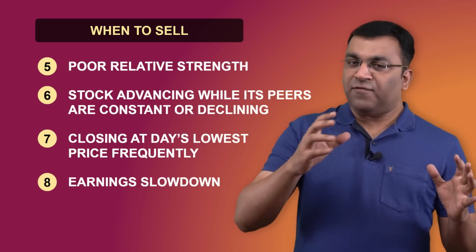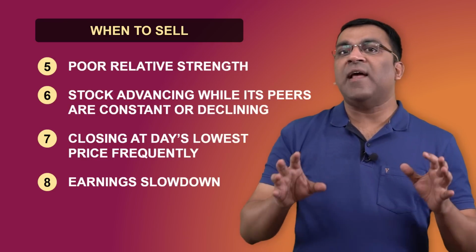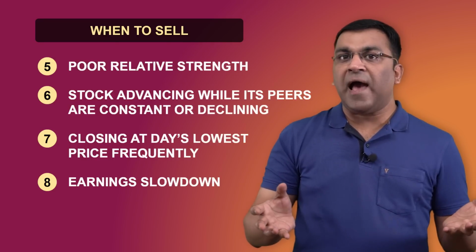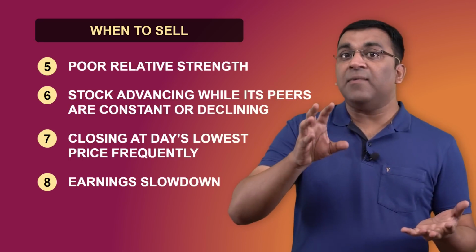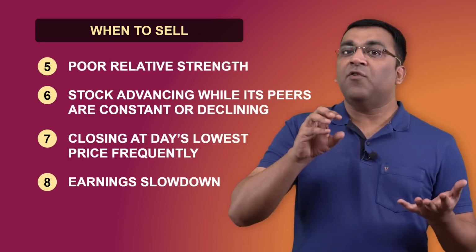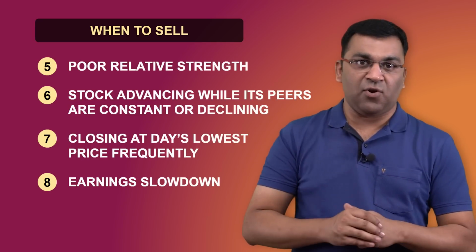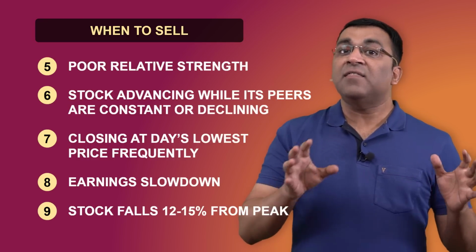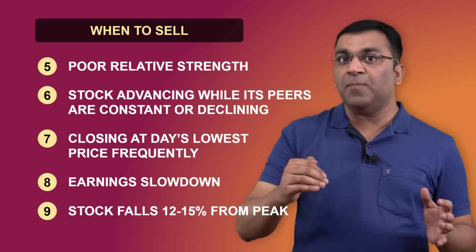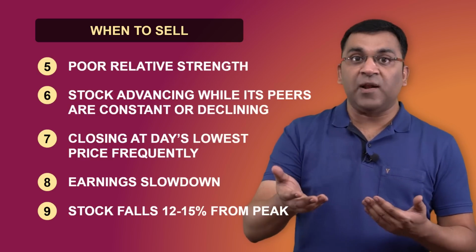Okay, so I've lost count. I think it's point 8 now, which is a fundamental point, and that's a slowdown in the earnings of the company. If the slowdown, and I'm not saying negative, I mean a decrease in the earnings growth, happens for 2 consecutive quarters or more, then there is a fundamental reason to sell the stock. And finally, there is a thumb rule that says if a stock falls by 12 to 15% from its peak, then it's probably a good idea to sell that stock or at least review that position.